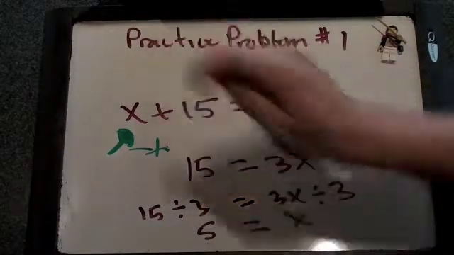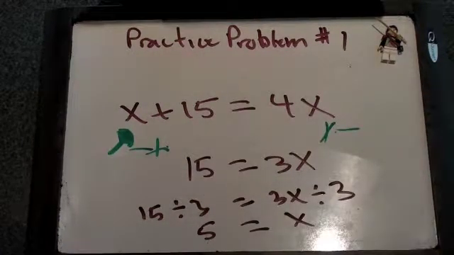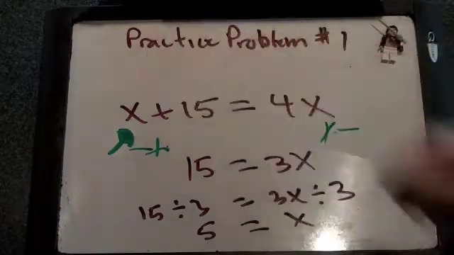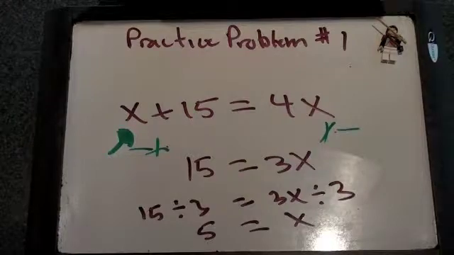What's 5 plus 15? 5 plus 15 is 20. What's 4 times 5? 20. Okay, does 20 equal 20? Yes. All right. Very good.